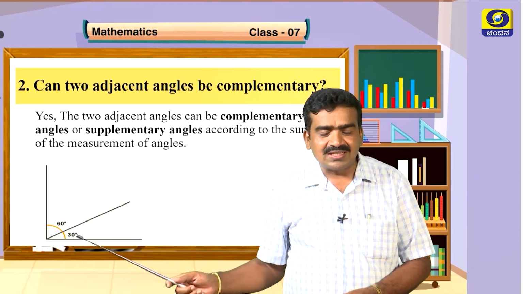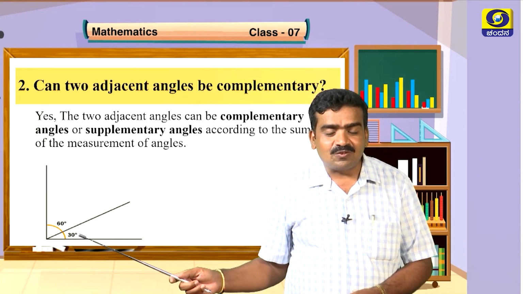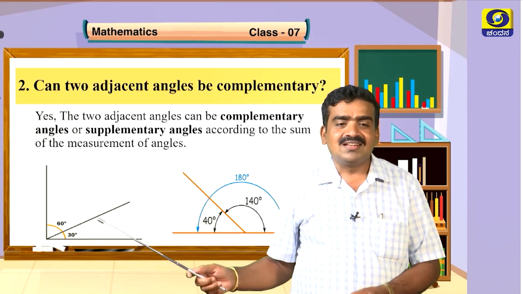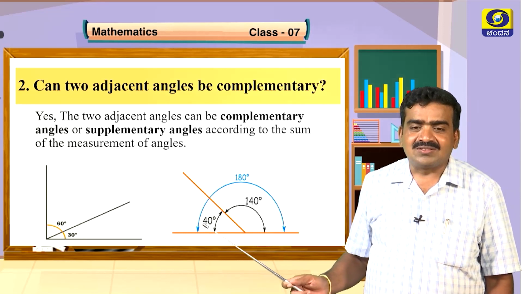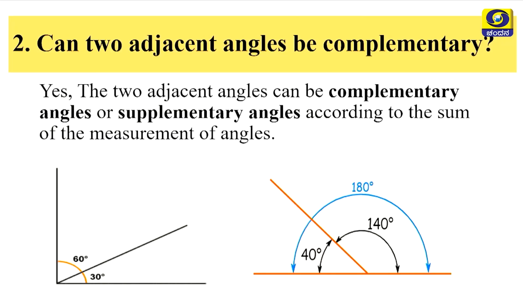What does their sum give us? It gives us 90 degrees. Therefore, these 2 adjacent angles are complementary to each other. Look at another diagram over here. These 2 are an example of supplementary angles. The sum of the 2 angles will be 180 degrees. Therefore, they are supplementary angles.